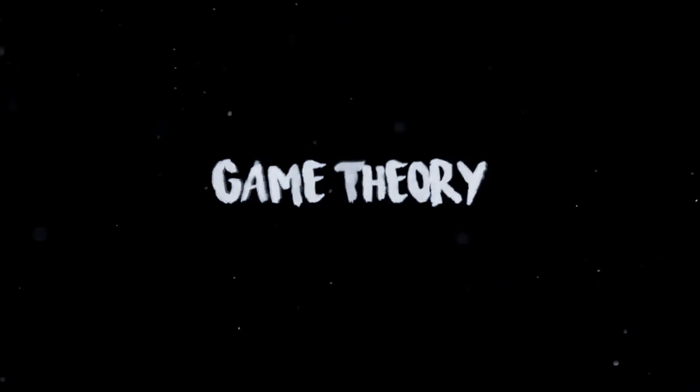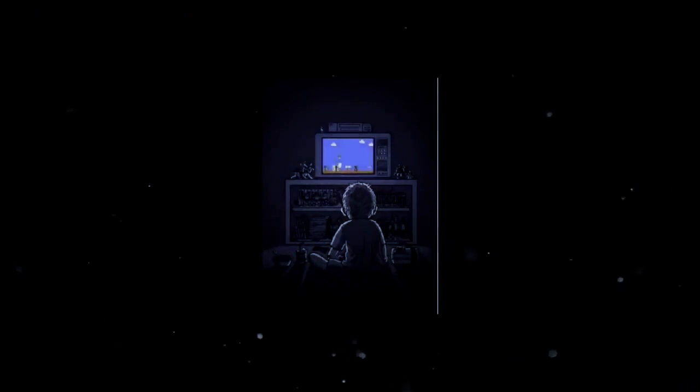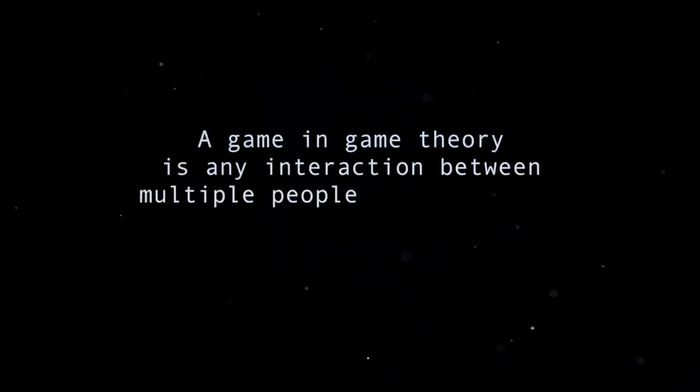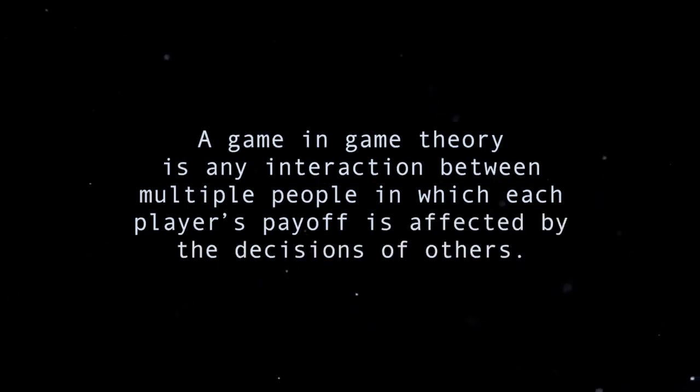Something very fundamental about game theory is that it doesn't get its name from the preconceived notion of a game as we understand it. A game in game theory is an interaction between multiple people in which each player's payoff is affected by the decisions of others. Namely, any single interaction you're part of can be analyzed with game theory in order to produce the most beneficial outcome. But before we get into the mechanics, let's lay out the main principles.